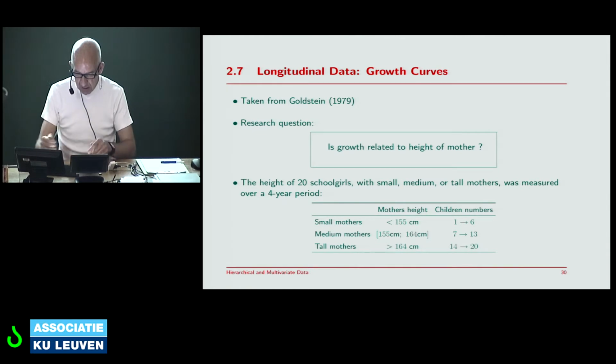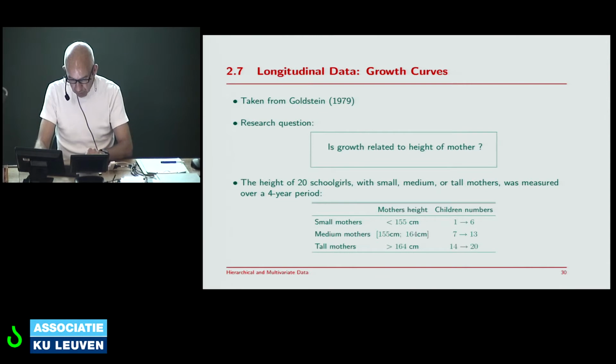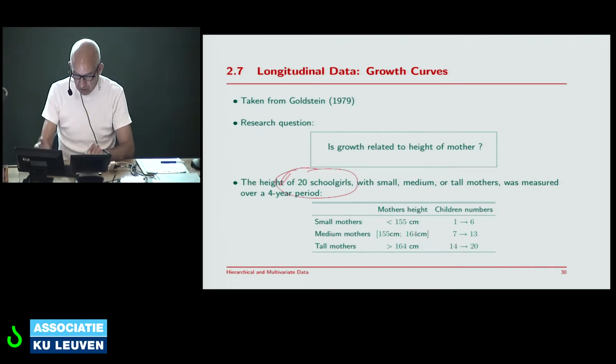So the setting here is we have 20 schoolgirls, and those schoolgirls are measured at a certain number of time points, 5 to be precise. The time points will be common to all of the schoolgirls, so that means we have a so-called balanced design. Balanced referring to the fact that indeed everybody has exactly the same time points. Not only that, the time points will also be nicely equally spaced.